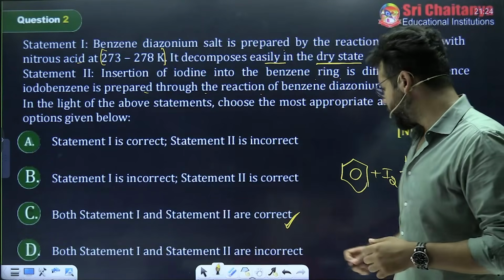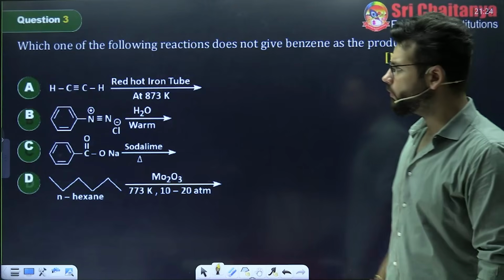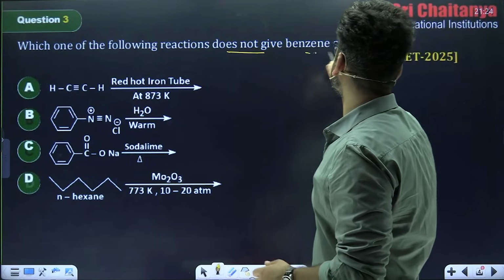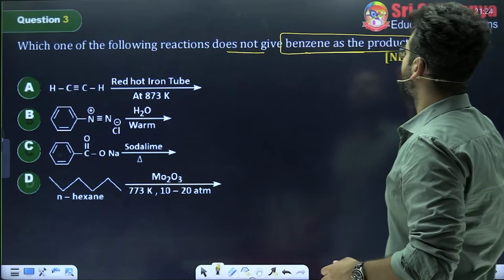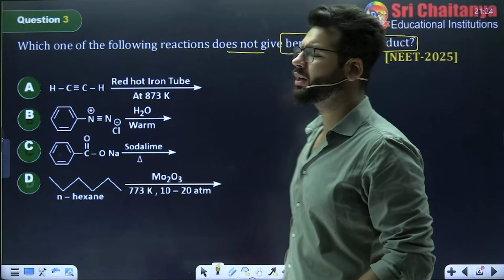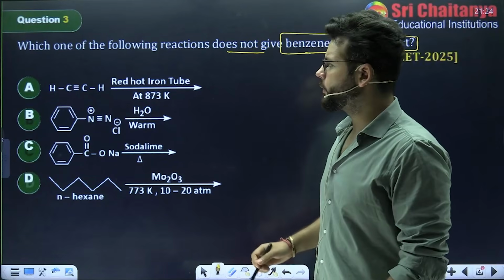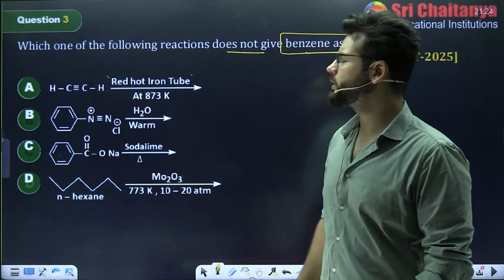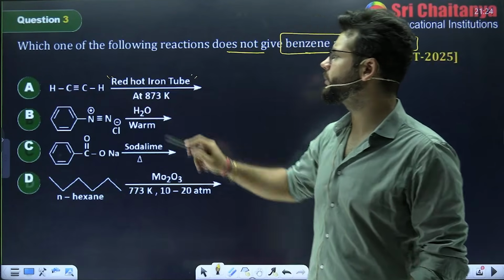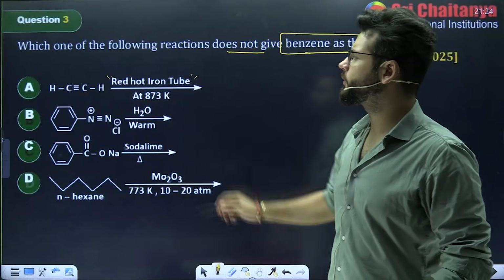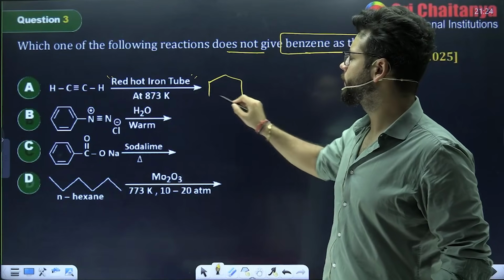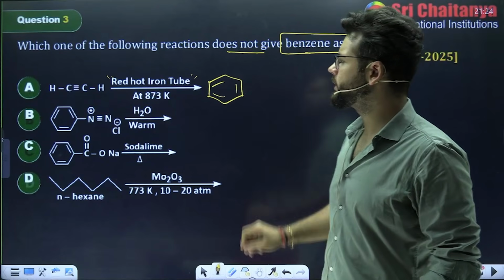Moving ahead to the next one, which says, which of the following reactions does not give benzene as the product? Which of the following reactions does not give benzene as the product? So if we look at the first reaction, alkyne aromatization. This is cyclic trimerization of alkyne in the presence of red hot iron at 600 degrees Celsius. This will give benzene, as we know.